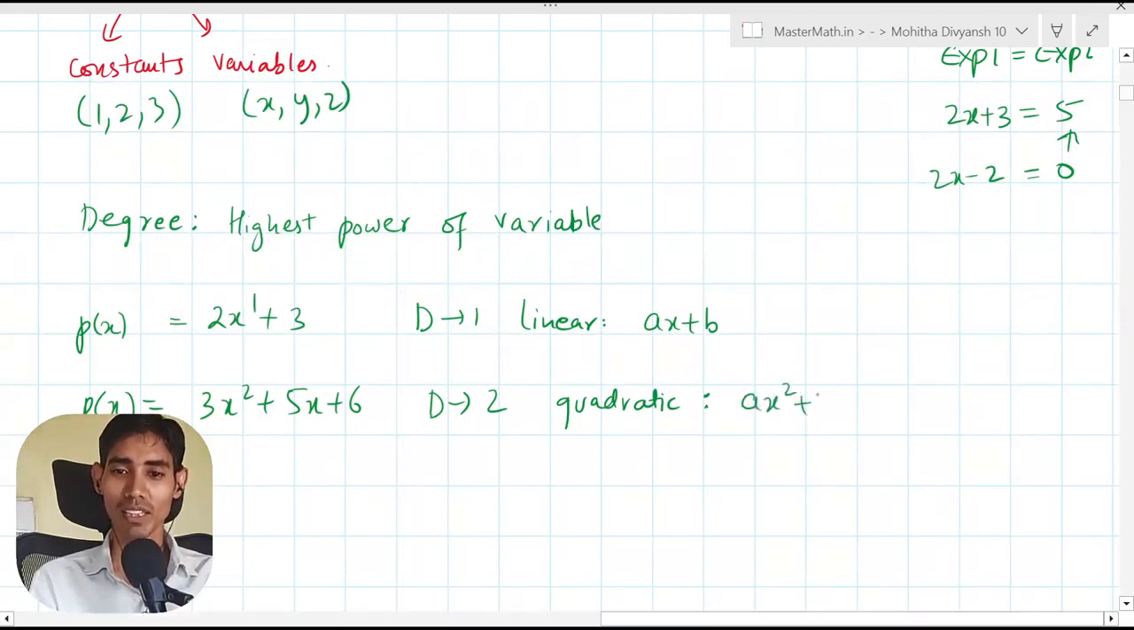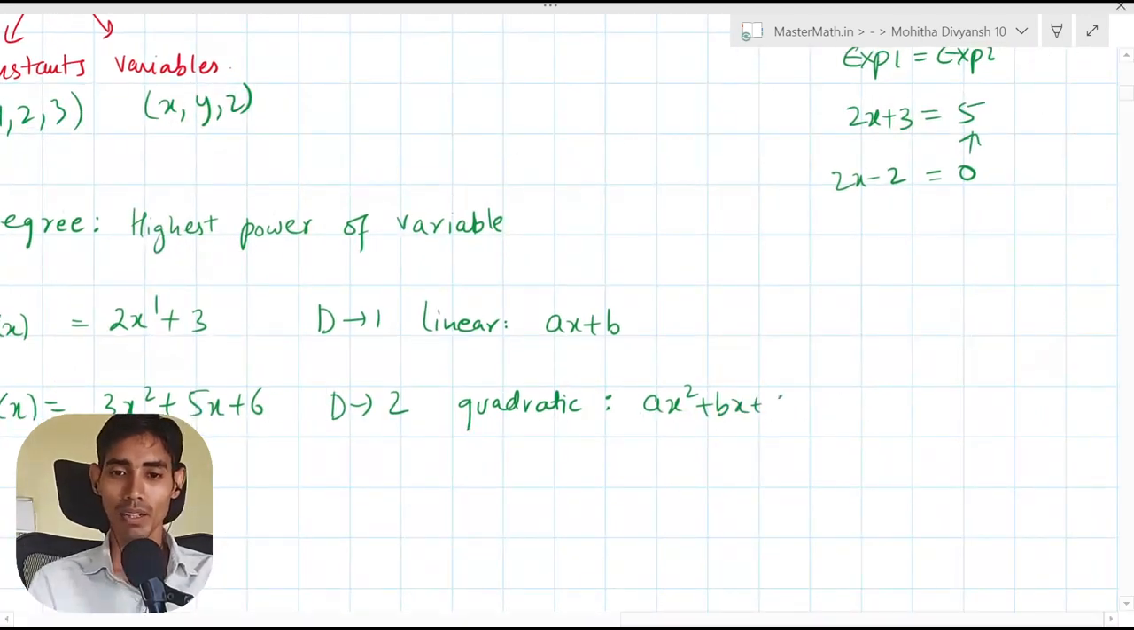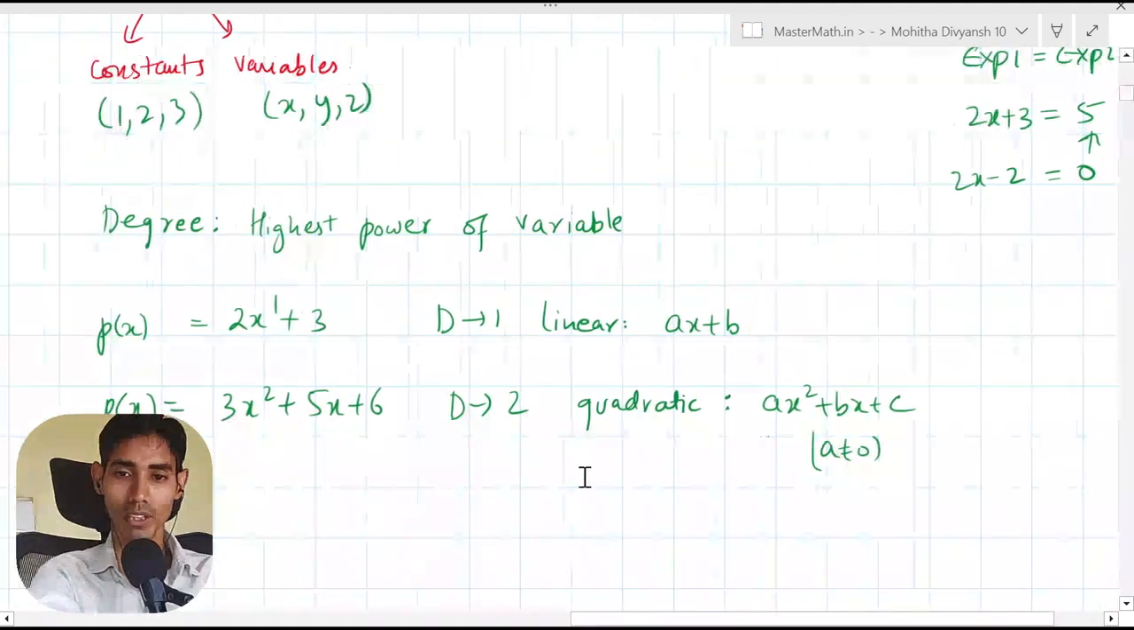So the standard form is ax square plus bx plus c. And we need to mind that the variable's highest power should be 2. So a shouldn't be equal to 0. Because if a is 0, then the whole thing would vanish. So we need to take care of that also.